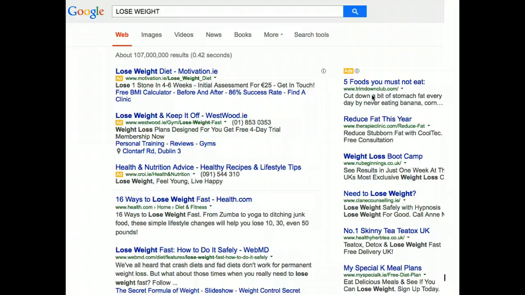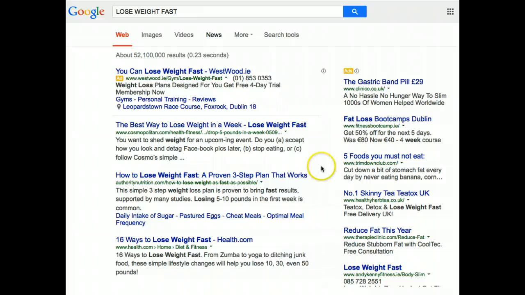What can we trust, I suppose, is the issue here. WebMD, that looks promising, but you get the idea. A lot of confusing information. No particular big visual signal there that anything is of good value or bad value. We'd have to go and do some investigation. And of course, people don't just want to lose weight. They want to lose it fast.